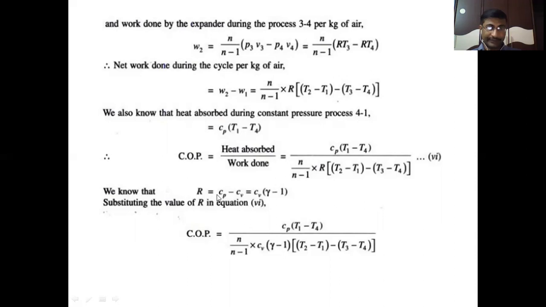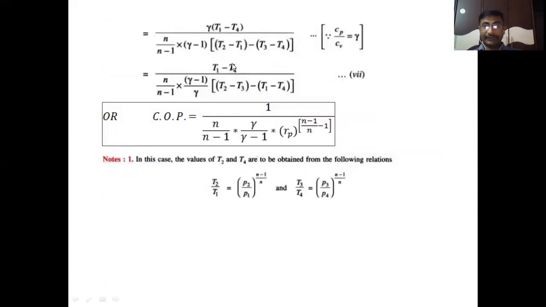We know that R is equal to Cp minus Cv. Taking Cv common, Cp by Cv minus 1, and Cp by Cv is gamma, therefore gamma minus 1. So R can be replaced in this equation by Cv into gamma minus 1. Clear, students? COP equals Cp into T1 minus T4 divided by n by n minus 1 into, in place of R, Cv into gamma minus 1, and the remaining equation is the same, T2 minus T1 minus T3 minus T4. This is the COP if the compression and expansion are polytropic.